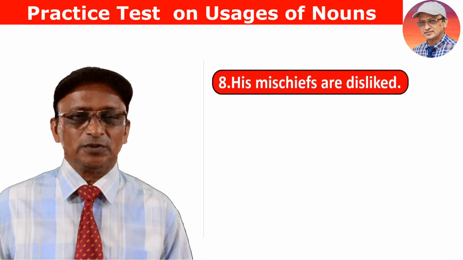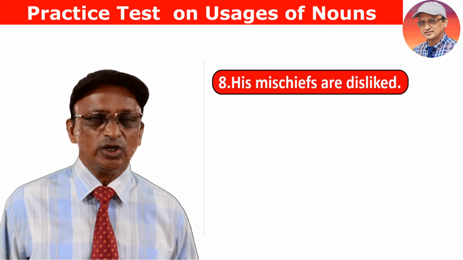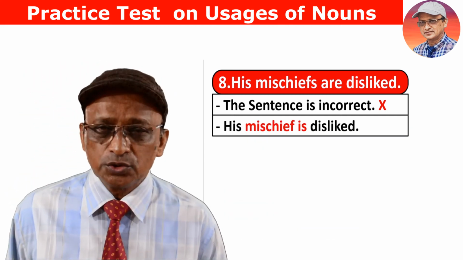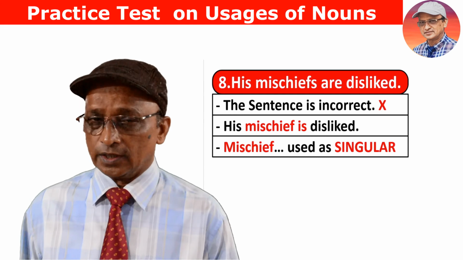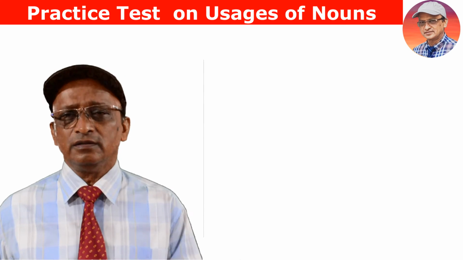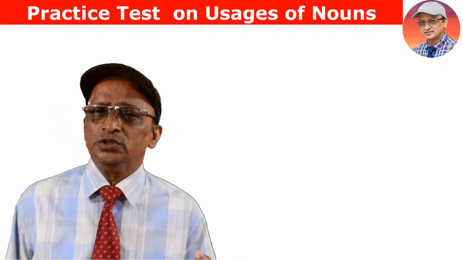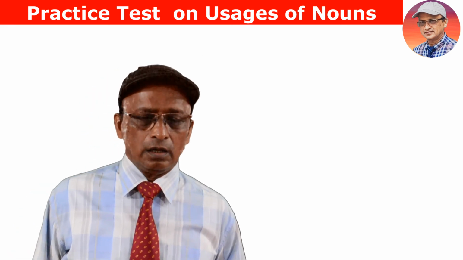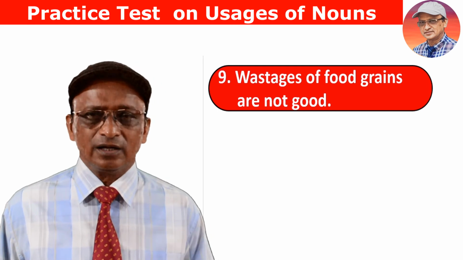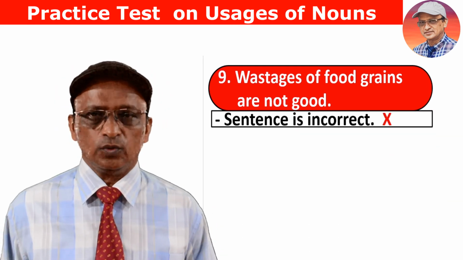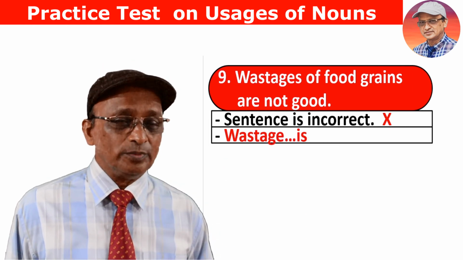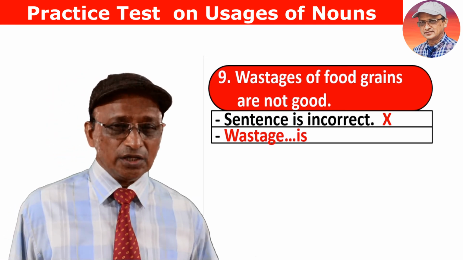After this comes another question. This question again specifies the same concept in a different sentence. His mischiefs are disliked. But in this sentence, the plural use of mischief is not correct, and the correct sentence is, his mischief is disliked. Mischief is again another noun which is to be used in the singular form. Next comes, wastages of food materials or food grains are not good. Wastages is the plural noun, and it is not permissible. The correct sentence should be, wastage of food grains is not good.